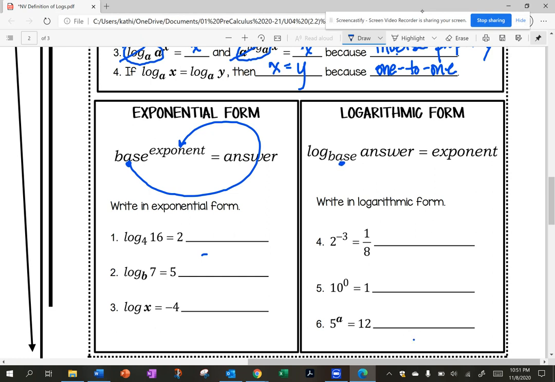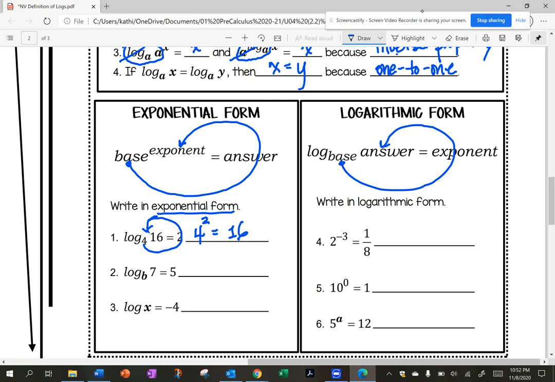So I start at the base and go counterclockwise. This time I'm going to go through the exponent to the answer. So I'm just going to write in a counterclockwise circle. All right, so let's start. Example 1, I'm going to write in this order. To rewrite my logarithmic equation in exponential form, my base is 4, and then I went through the 2, so to the power 2, and that equals 16.